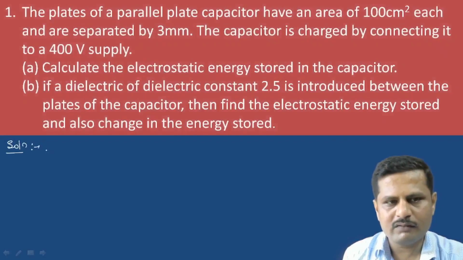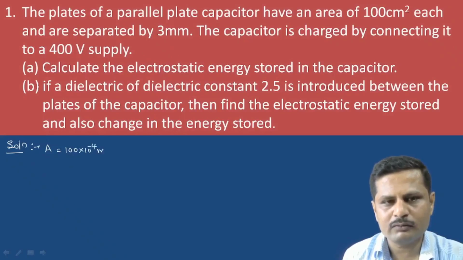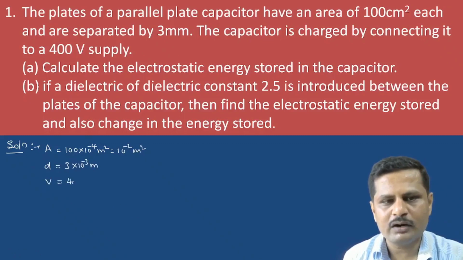Here we have the area of each plate equal to 100 centimeter square, that is centimeters 10 raised to minus 2. Here we have square, so it will become 10 to the power of minus 4 meter square. The distance between the two plates is 3 millimeter, and the voltage supplied is 400 volt.